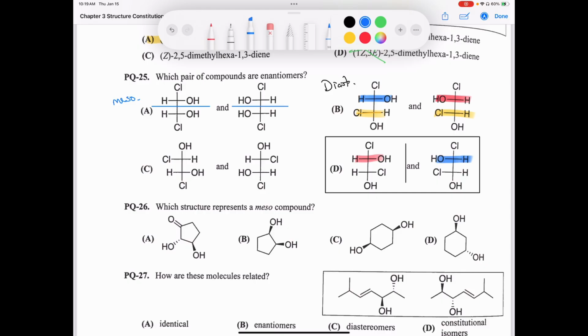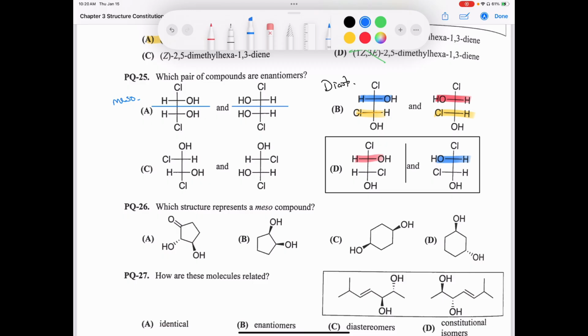They flipped this chiral center, and then they flipped the other one. Anyhow, but it also looks to me like C is a pair of enantiomers, if I'm not mistaken. But anyhow, they put D as the answer. So I guess we'll just leave it at that. Maybe there's something I'm missing there.